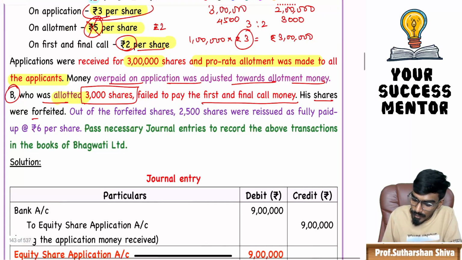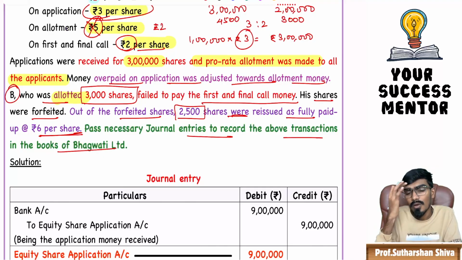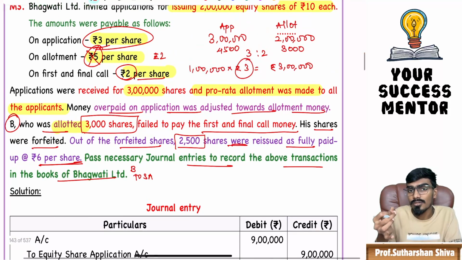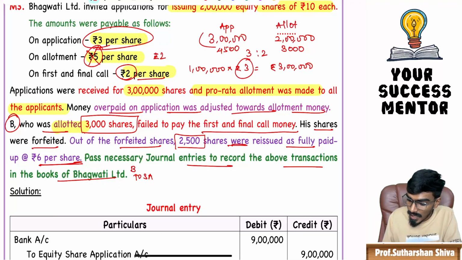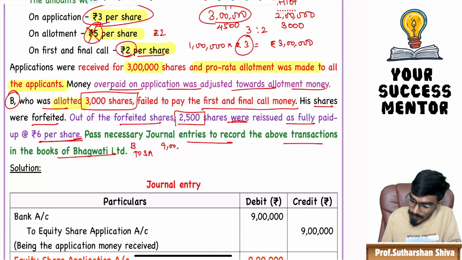His shares were forfeited. Out of the shares forfeited, only 2,500 shares they are reissuing at fully paid up 6 per share. Pass the journal entries, record the above transactions. What is the first journal entry you should pass? Bank to share application. You will be collecting 3 lakh into 3 rupee, which brings you 9 lakh. And the next entry is going to be very crucial.